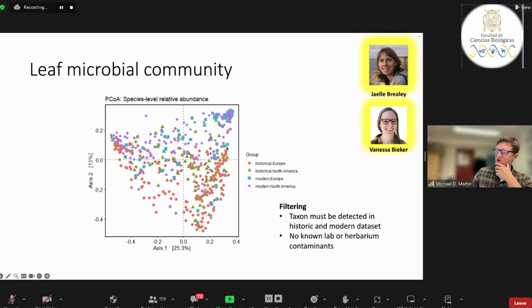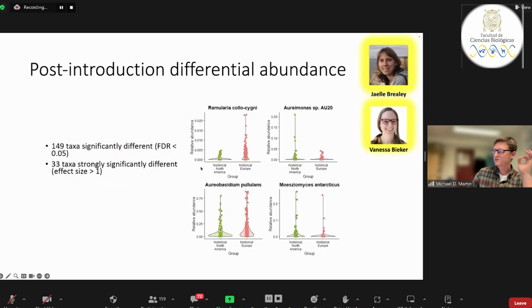But we still wanted to know whether there was a little bit of something going on in these microbe communities. So what we did was look for any microbes that we detect from our metagenomic assembly that were changing a lot over time, either in Europe, from historic Europe to modern Europe, or changing in space from North America in the historical period to historical Europe. So that's basically taxa that became more common right after they were introduced to Europe.